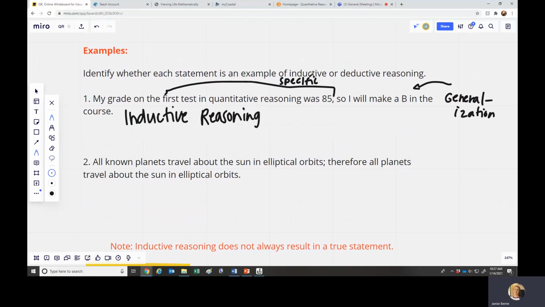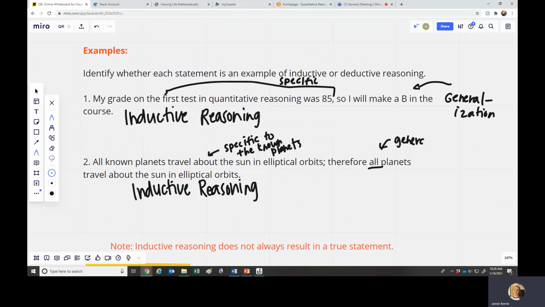This again is definitely inductive reasoning. You want to take a second and think about, okay, when I read this, what makes me realize that it's inductive reasoning? It's giving specific examples about all of our known planets, right? All of our known planets travel about the sun in elliptical orbits. So this is specific to the known planets, nothing about the planets that we don't know about. Therefore, all planets, that's a generalization. That word all gives you a clue that that's a generalization.